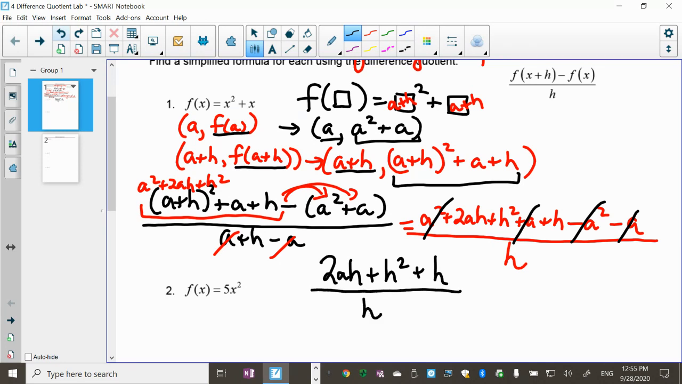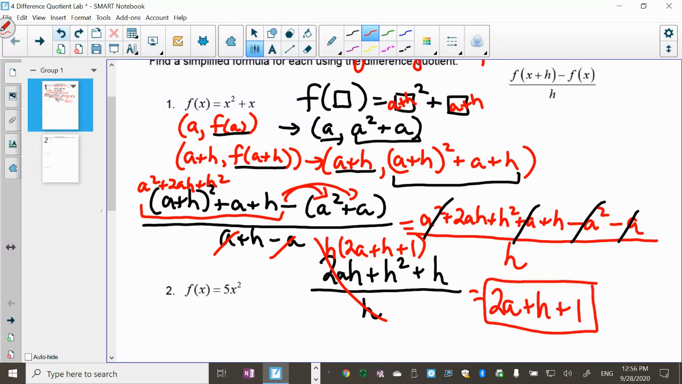I'm saying h a lot. And then I'm going to factor an h out because I have 3 terms here. So if I factor an h out, I have 2a plus h plus 1. These can cancel, thanks for playing. So this comes out to be 2a plus h plus 1. So there's one practice of the difference quotient.